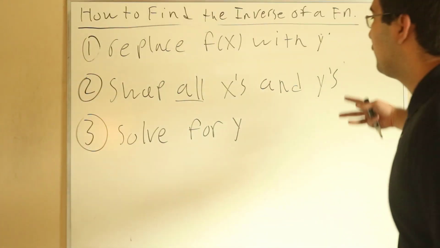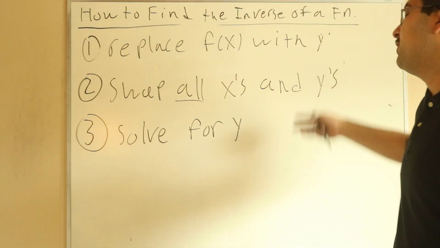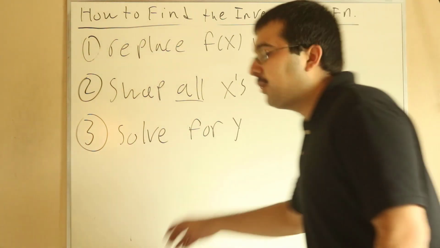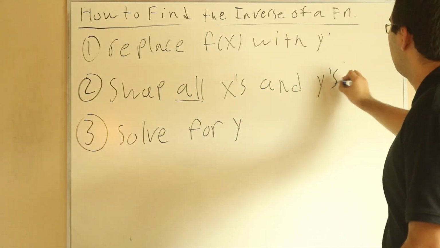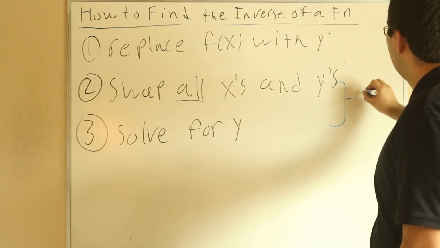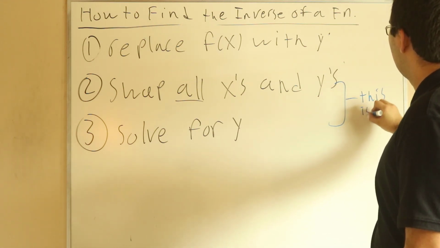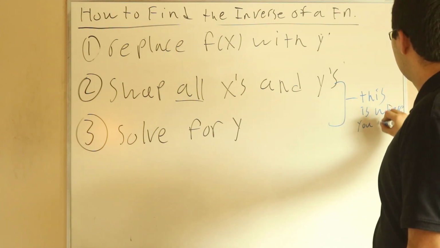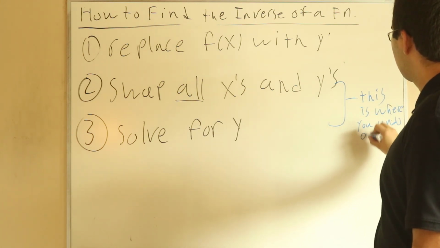Yeah, so in other words, this jump between steps 2 and 3 is where that undoing happens, that core idea of inverse functions. This is where you undo operations.